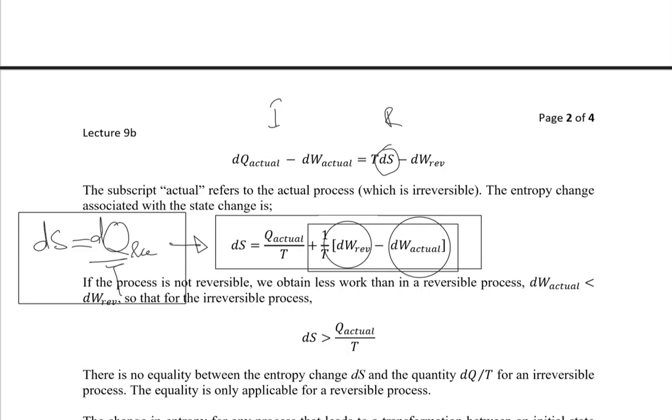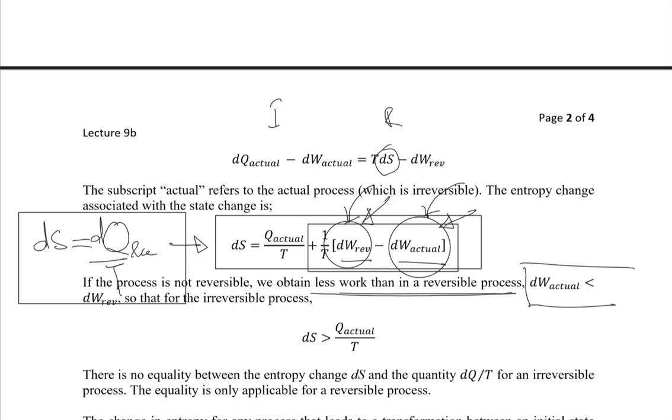That means the work which we get in a reversible process is greater than the work which we get in an actual process. So where is the work lost, in other words, where has the work gone? If I look at the reversible work, which is greater than the actual work, and take the reversible work minus the actual work, that is the work which is not available, or the work which is obtained less than in a reversible process. So the reversible work is greater than the actual work.